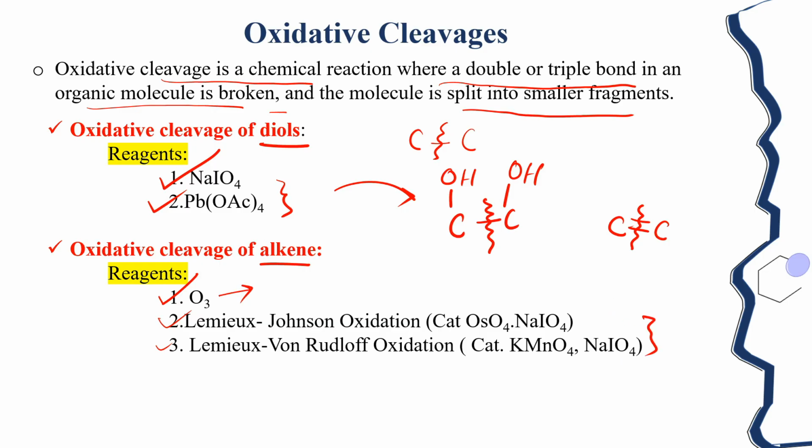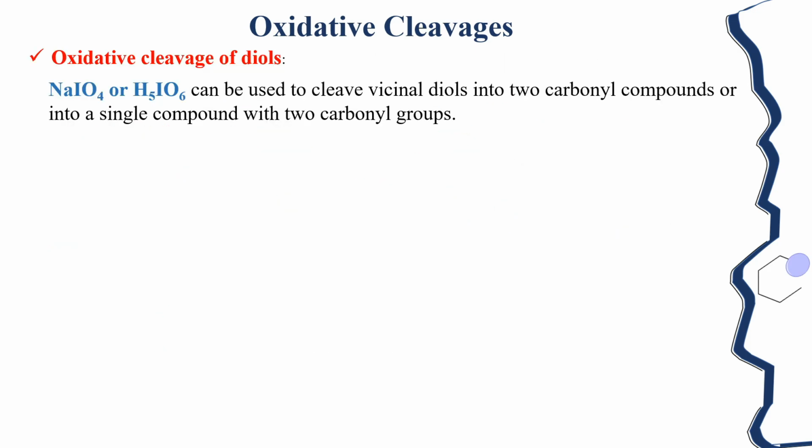First, we talk about the oxidative cleavage of diols. Sodium periodate or H5IO6 can be used to cleave vicinal diols into two carbonyl compounds or into a single compound with two carbonyl groups. That means if it is an open chain compound, then it forms two different compounds, and if it is a cyclic compound, then it will form a single compound with two carbonyl groups, which we will discuss in the examples.